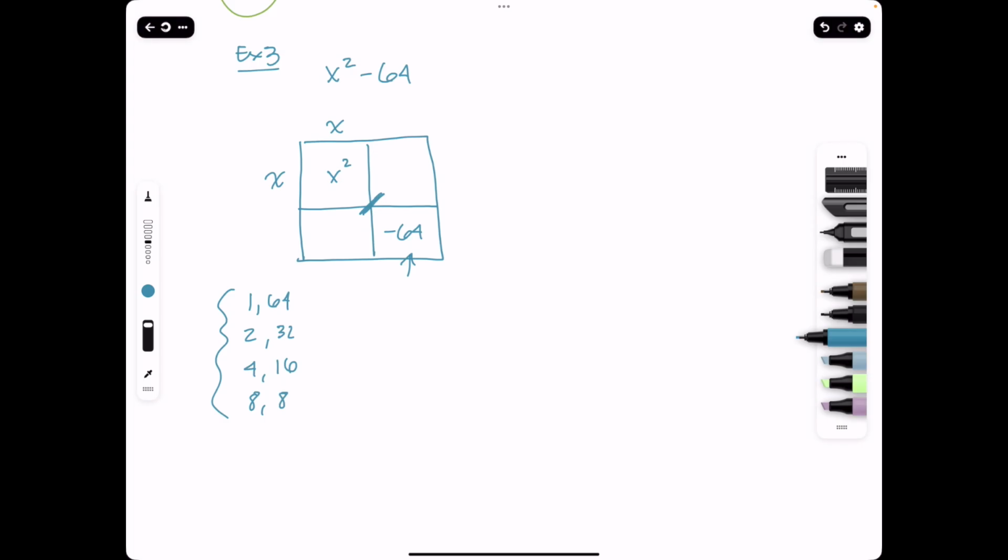So, but I need no middle term. If it helps to see it this way, you could write x squared plus or minus, I don't care, 0x. There's nothing there. Minus 64. I want the sum of the diagonals, the two that we were looking at here and here. Sum of the diagonals must equal 0.